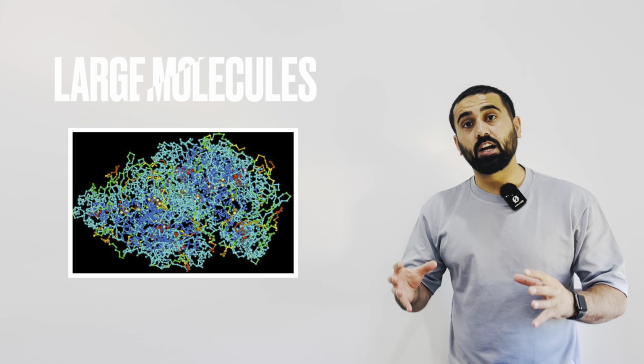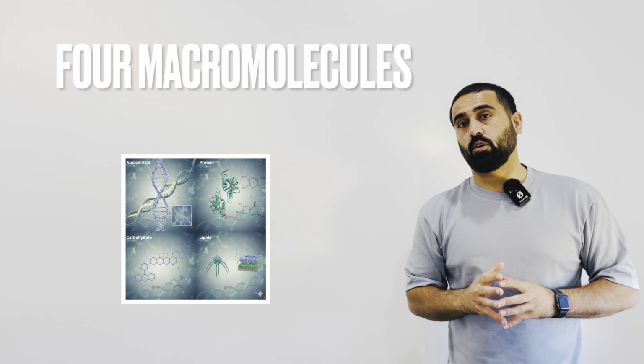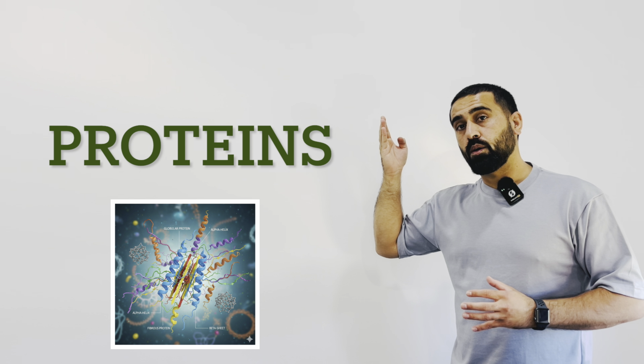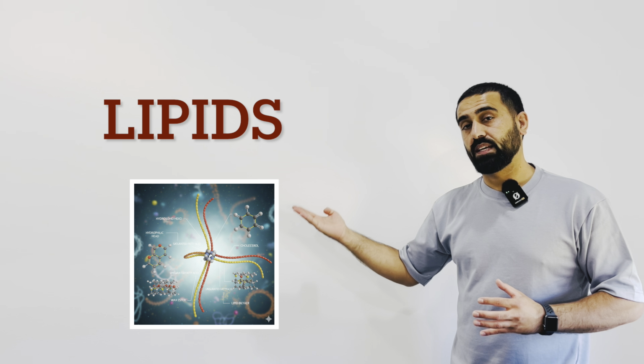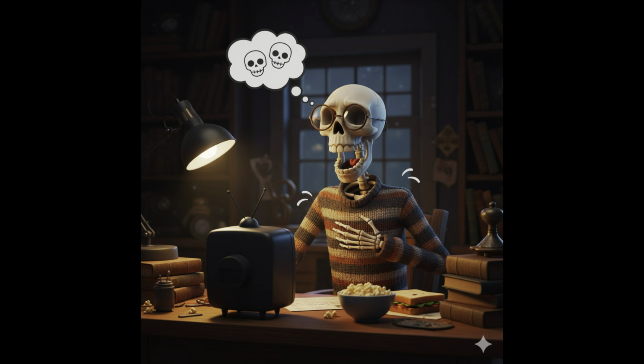Macromolecules are large molecules that are found in all organisms. There are 4 macromolecules and these include carbohydrates, proteins, nucleic acids and lipids. All macromolecules play a pivotal role in the survival of an organism. Without any one of these macromolecules, a living thing is not a living thing.